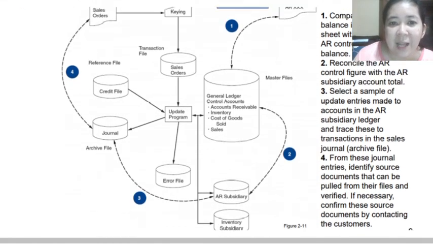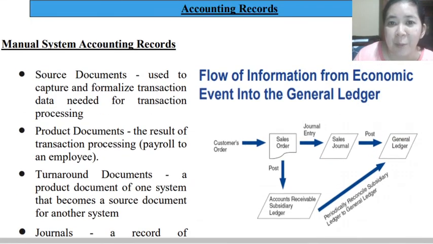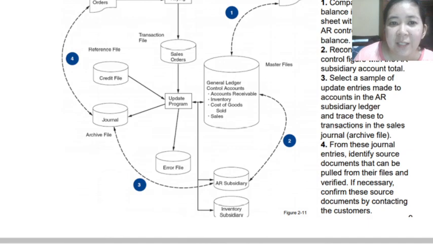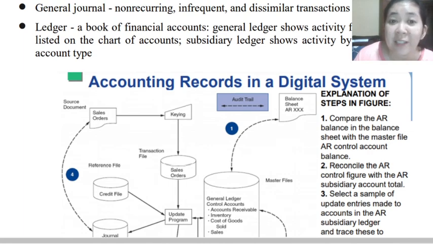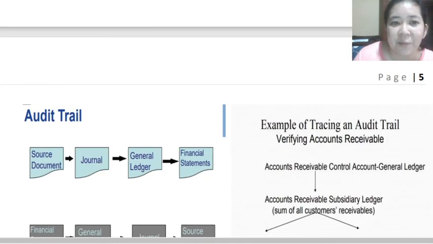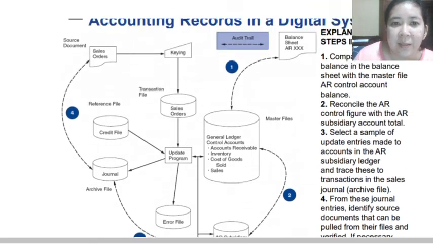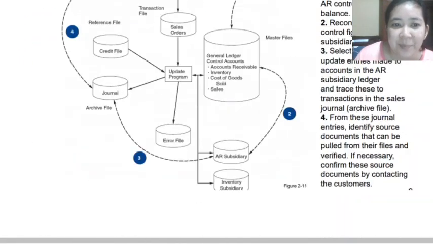So this is how accounting records work in a digital system compared to our manual system. If you could notice, there are a lot of steps here, but it's much easier to record transactions in a digital system. So those are for the accounting records in a digital system.